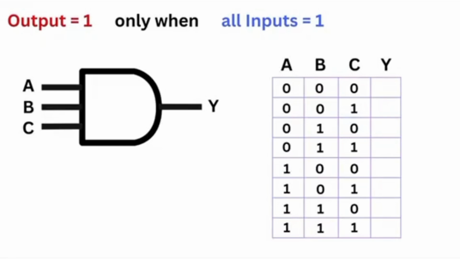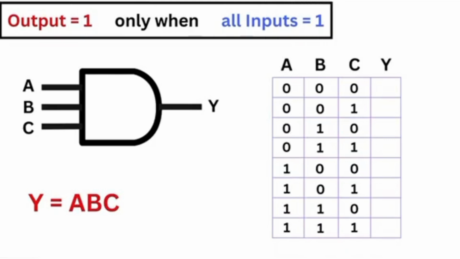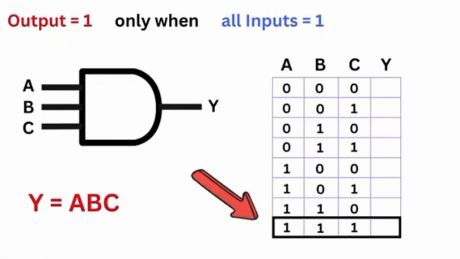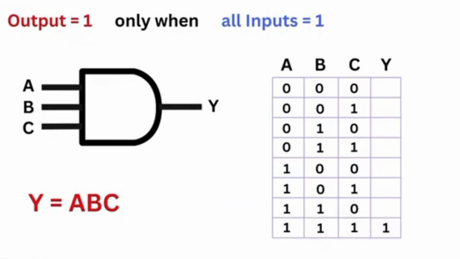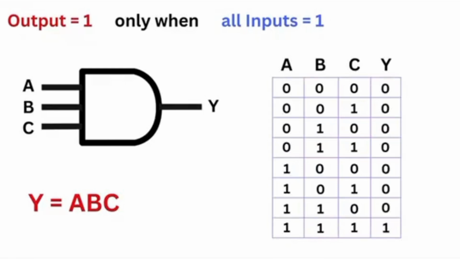In equation form, for 3 inputs, we write output Y equals A multiplied by B multiplied by C, and the circuit diagram looks like this. Now, if you multiply the row values one by one, in a 3-input AND gate, the rule remains the same. The output is 1 only when all inputs are 1. So only the last combination, 1, 1, 1, gives output 1. All other 7 combinations give output 0. Once this is clear, the rest of the logic gates will become easy to follow.